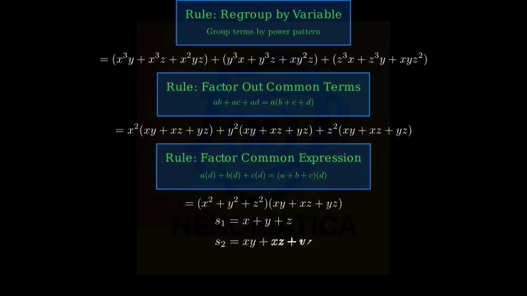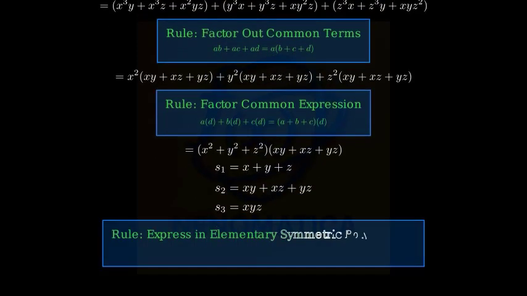For 3 variables x, y, and z, the elementary symmetric polynomials are s1 equals x plus y plus z, s2 equals xy plus xz plus yz, and s3 equals xyz. We already found our expression in the form quantity x squared plus y squared plus z squared times s2, where s2 equals xy plus xz plus yz.